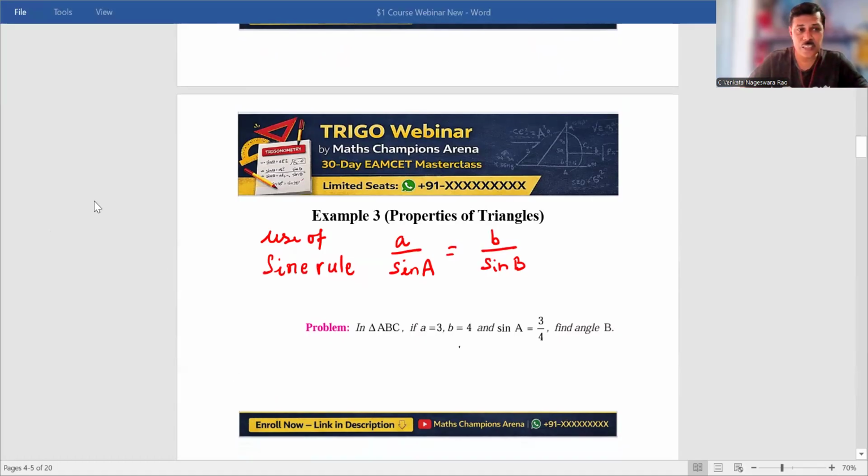Now, the third type of problem we come across, okay? You can see example 3 is showing properties of triangles. See, generally a triangle has how many sides? Triangle has sides A, B, C. The small a opposite angle should be capital A. Small b opposite angle should be capital B. Small c opposite angle should be capital C, the opposite vertex. See, this is angle A, this is angle B, this is angle C.